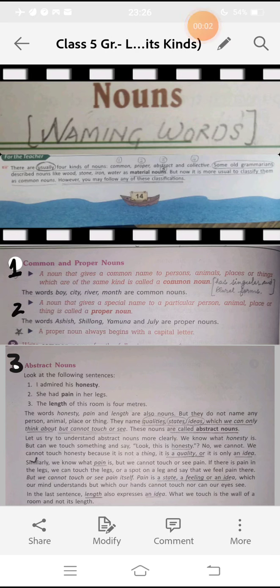Hello, children. Today we begin with a new lesson of grammar, that is lesson 5, nouns. Nouns in simple words are also known as naming words. These naming words are or can be of a person, animal, place, or a thing.